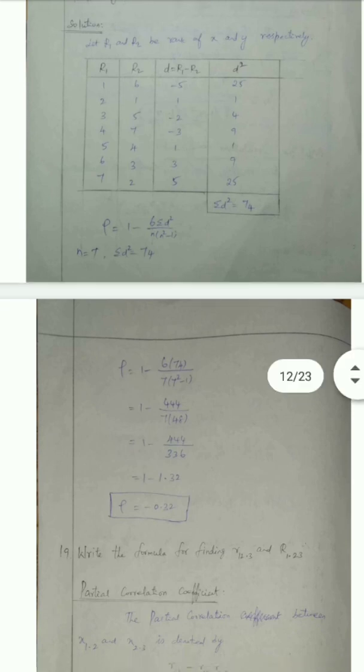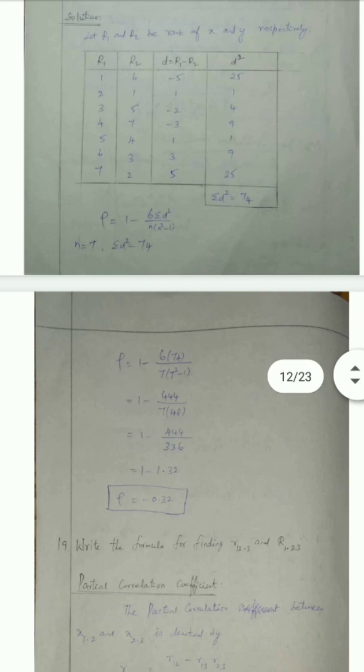So 1 minus 6 becomes minus 5. 2 minus 1 becomes 1. 3 minus 5 becomes minus 2. 4 minus 7 becomes minus 3. 5 minus 4 becomes 1. 6 minus 3 becomes 3. 7 minus 2 becomes 5.